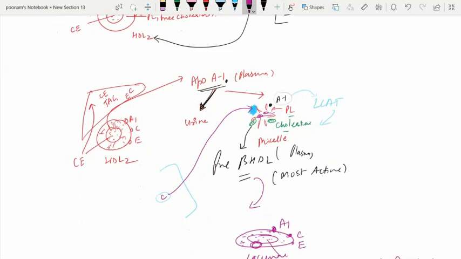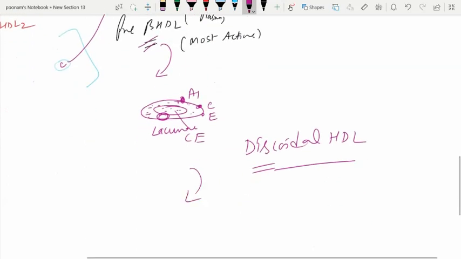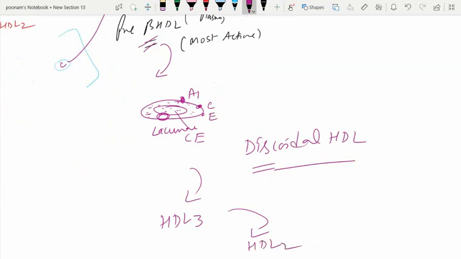Then seeing the fate of ApoE1, which I have told you, rarely it becomes part of pre-beta HDL. It's a very tiny HDL, very rare to be seen in the plasma. And this becomes discoidal HDL after LCAT action, and discoidal HDL becomes HDL3. When some more cholesterol is modified to cholesterol ester and is packed in the core, then it becomes HDL2. So we see practically there is no loss of HDL. The system is trying to conserve the HDL.